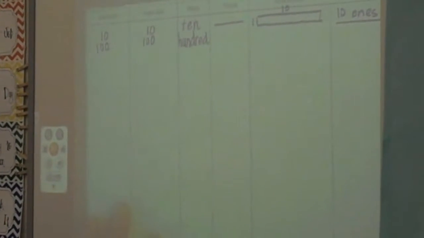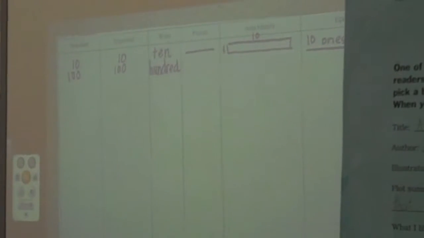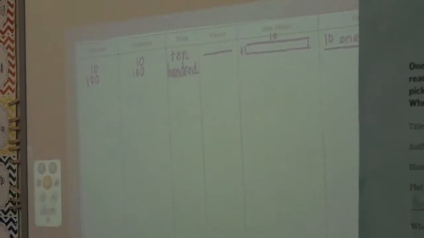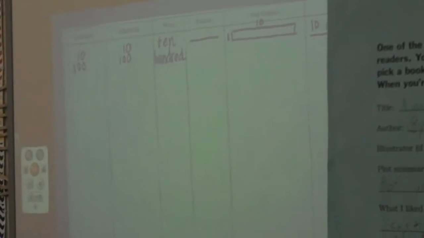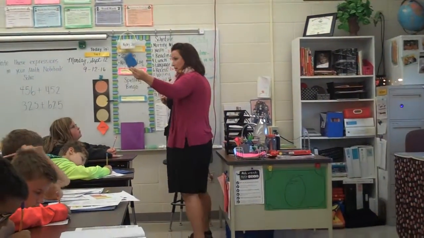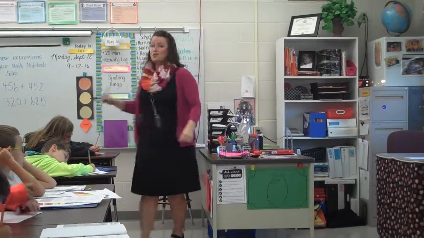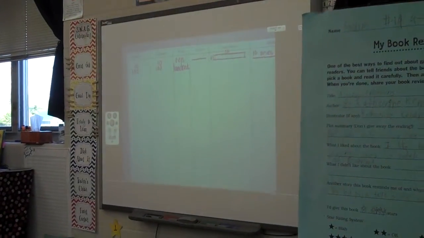H-U-N-D-R-E-D. Good. You have a picture for 100? We could draw 100 blocks. Okay. Just a square. So our model looks like this, right? Are we going to draw each of those in? No. We're just going to draw this one. Do we shade it in though? No, we don't shade that one in. We save that one for 1,000.